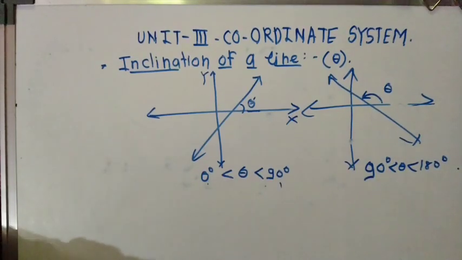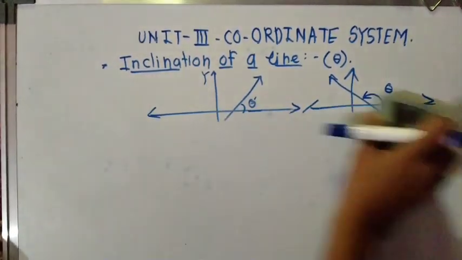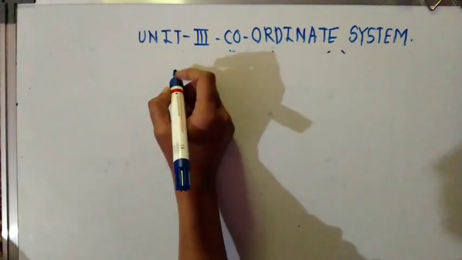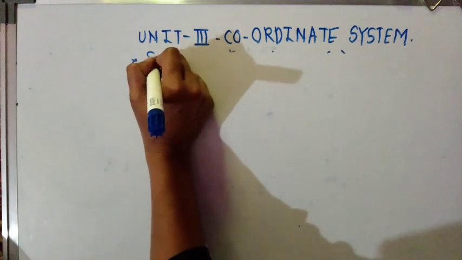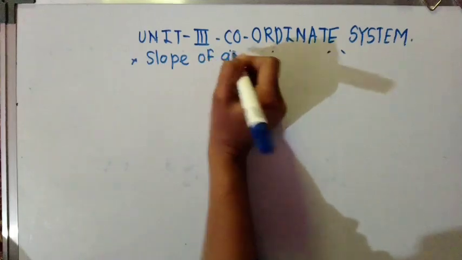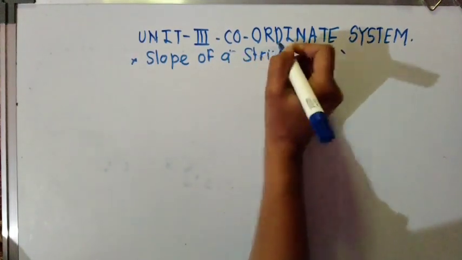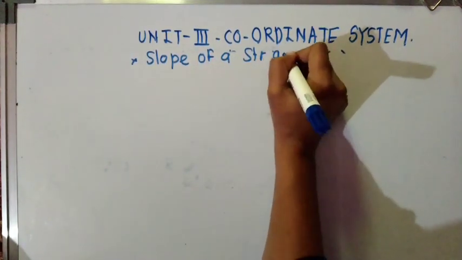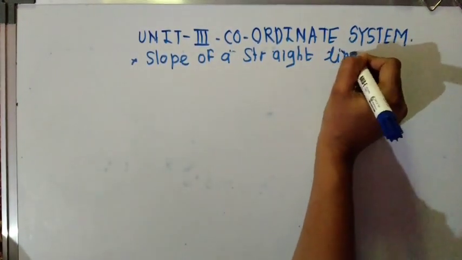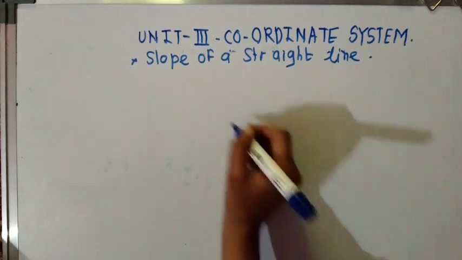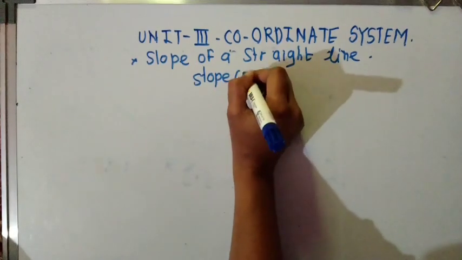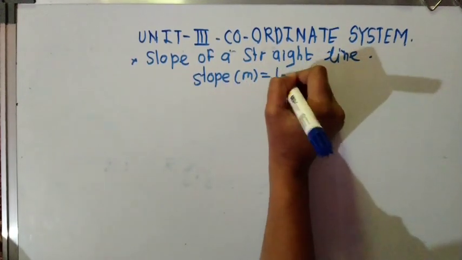Then we give the formula of the slope of a straight line. How to find the slope of a straight line? Slope m is equal to tan theta.